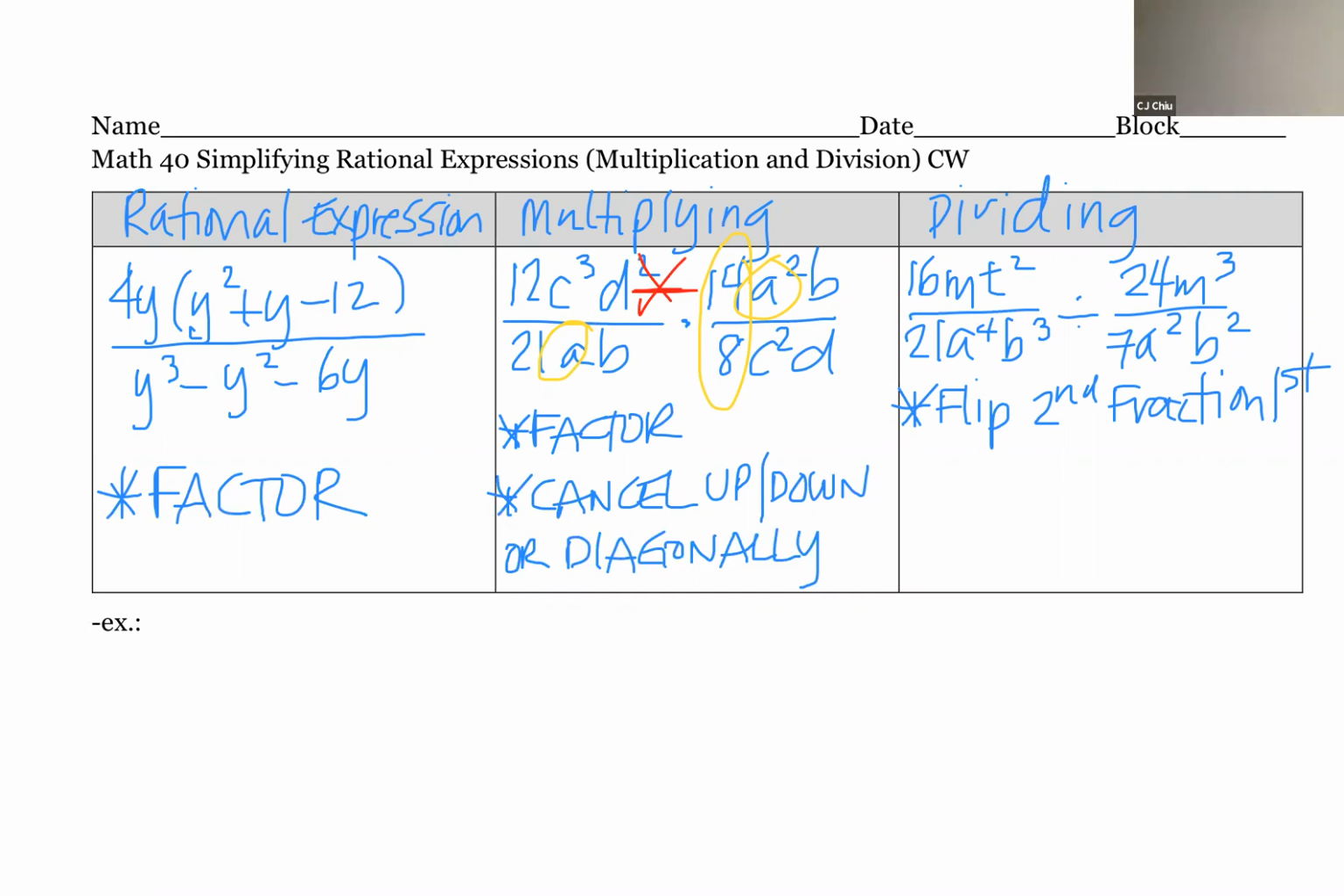So flip the second fraction, factor if you need to, okay? And then cancel like you would multiplication. But the main thing for division is to flip the second fraction. So this will change it to multiplication and you would flip just the second one, okay? The first one stays the same, okay? Okay, so let's try some examples.